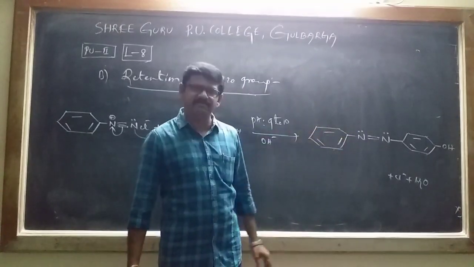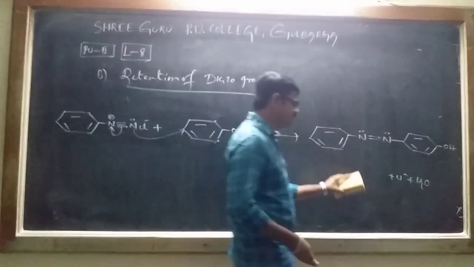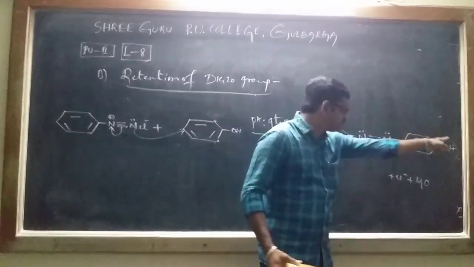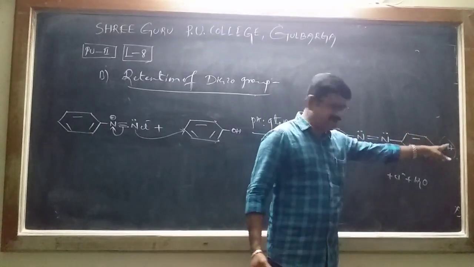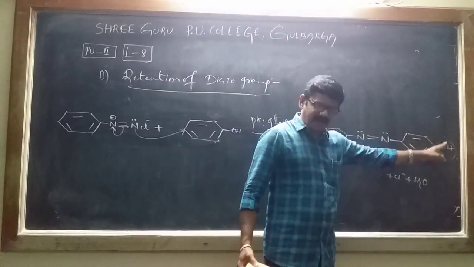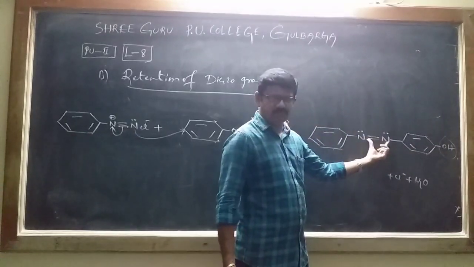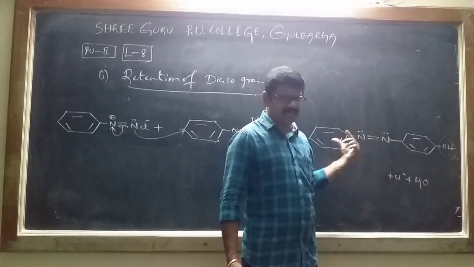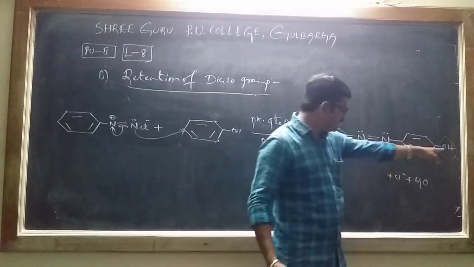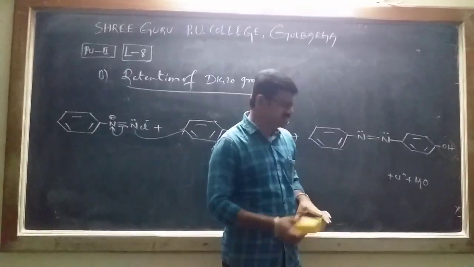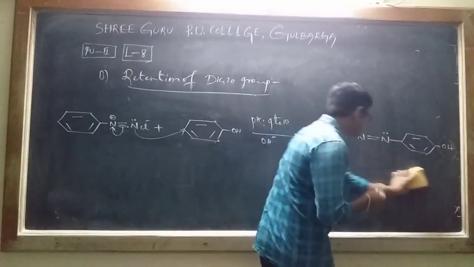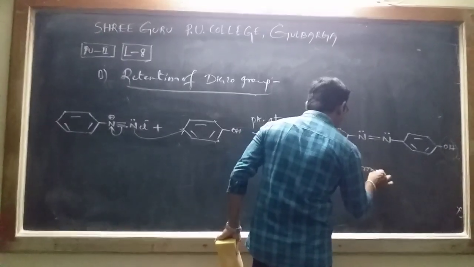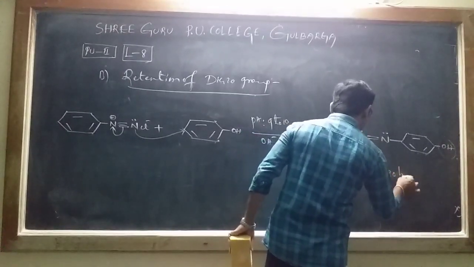And what is its name? Its name is para hydroxy, because to this group it is the para position. To this group it is the para position. Para hydroxy azo; this N double bond N is nothing but azo. Benzene. Don't say dibenzene, just benzene. Para hydroxy azobenzene is obtained.